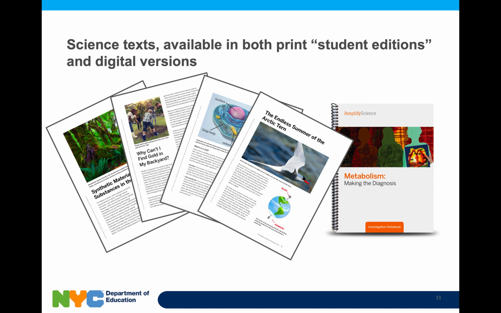In print, here in New York City, you're going to see that every student gets a hardbound student edition. And there's one per grade level. So there's one in 6th grade, 7th grade, 8th grade. And those student editions compile all of the articles in all of the units at that grade level. So you've got a nice, durable, hardbound student edition.